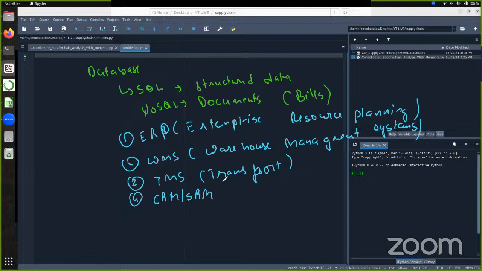So the number of data sources is very, very high. But you need to figure out which data source you need to focus on and how that data source is going to help us.